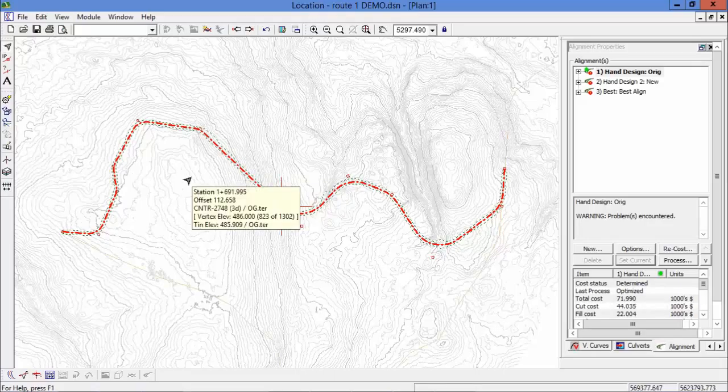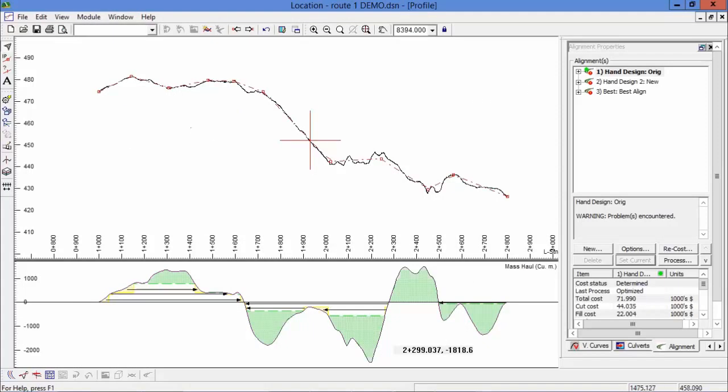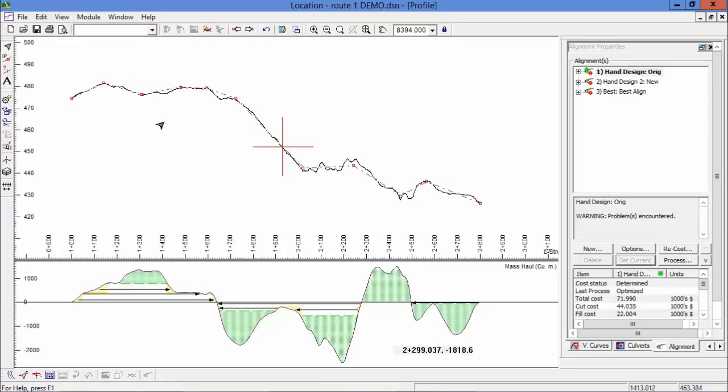So let's move on to look at the profile, so the vertical alignment. So here's the vertical alignment that is coming with this horizontal alignment. And below you can actually see the corresponding mass flow diagram.